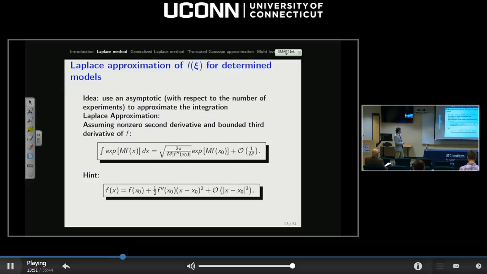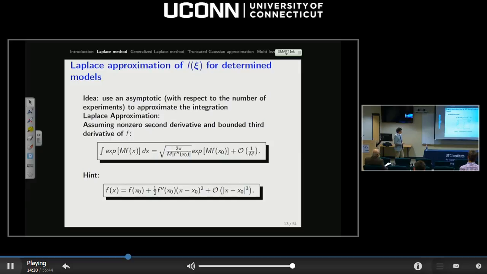Then you can do the integration directly, and the result is a function of the second derivative, of course, and also the function value of f at x naught. And of course, there's a truncation error of 1 over m. So if you keep doing your experiments and keep collecting lots of data, you can do this approximation, and it will be very accurate. Of course, there's some assumption that you have a non-zero second derivative, and the third derivative is bounded, because you need this truncation.